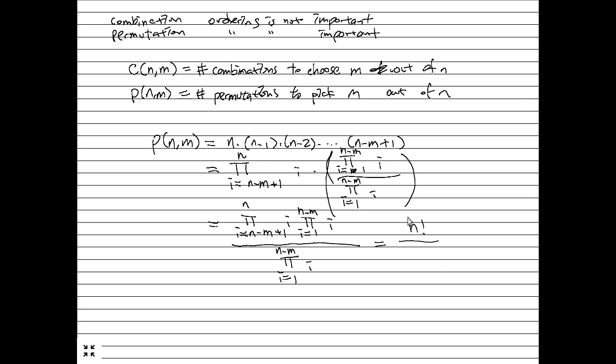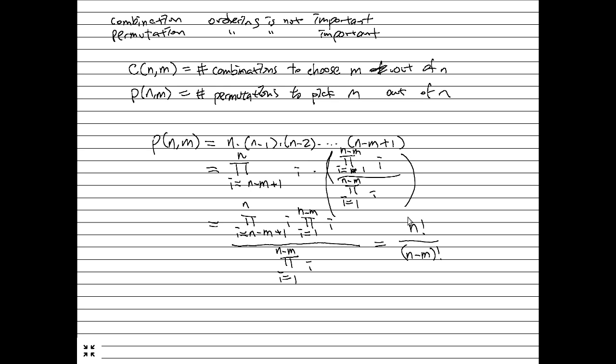Yes? Okay. What about the bottom? How about we just call it n minus m, the whole thing factorial? So this is basically the closed form of the number of permutations when you need to pick m out of n items. Are we good so far?